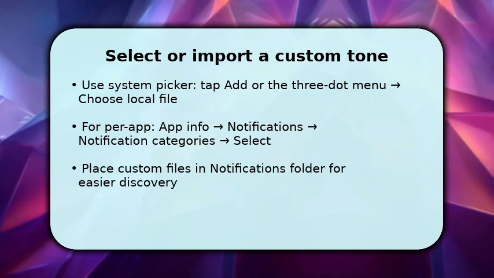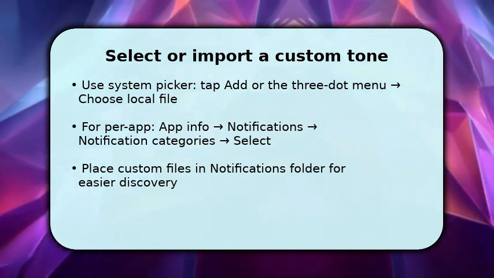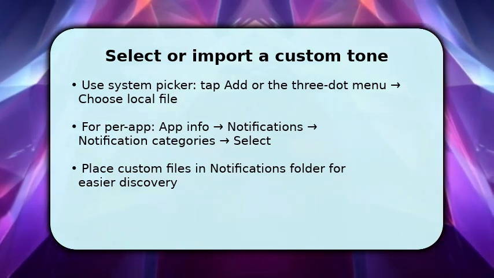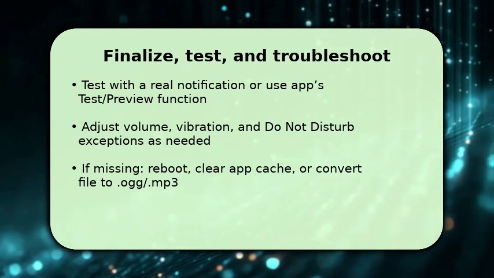Once chosen, Android will preview the tone, listen, and confirm. If a file doesn't show, double-check format and folder placement. Finish by testing the new tone, trigger a notification, or use the app's preview button.